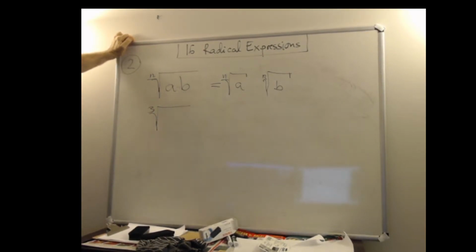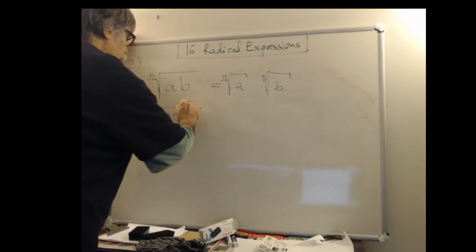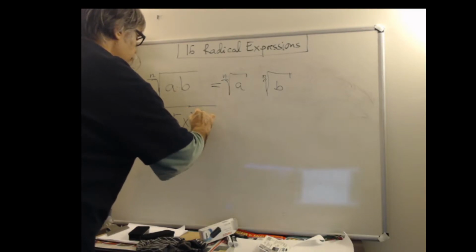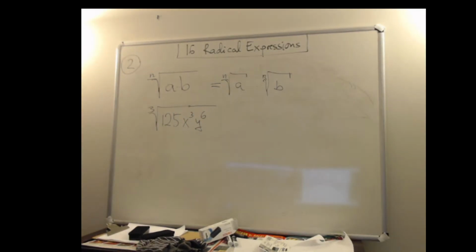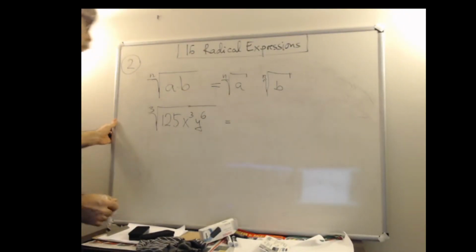Radical 3, 125, x with the power of cube and y with the power of 6. That sounds quite difficult. So now you have to think about it. Is this a cube of something? Actually, don't. You can split it up by using this rule. You can do it at once.